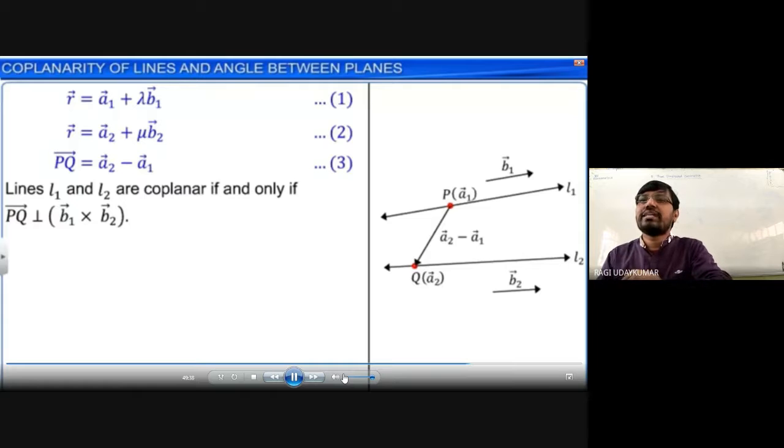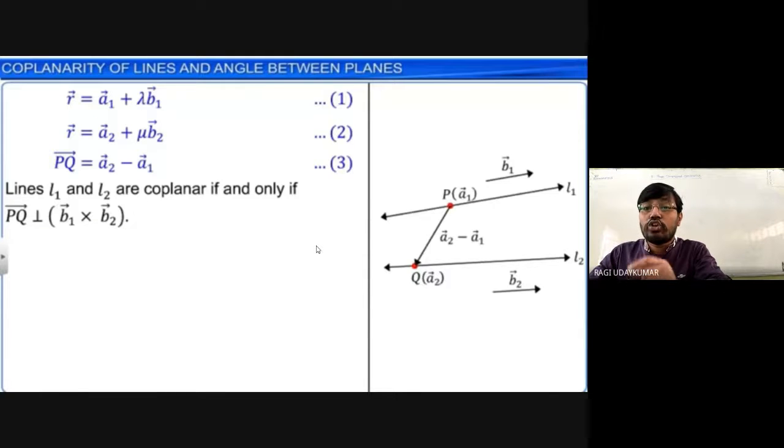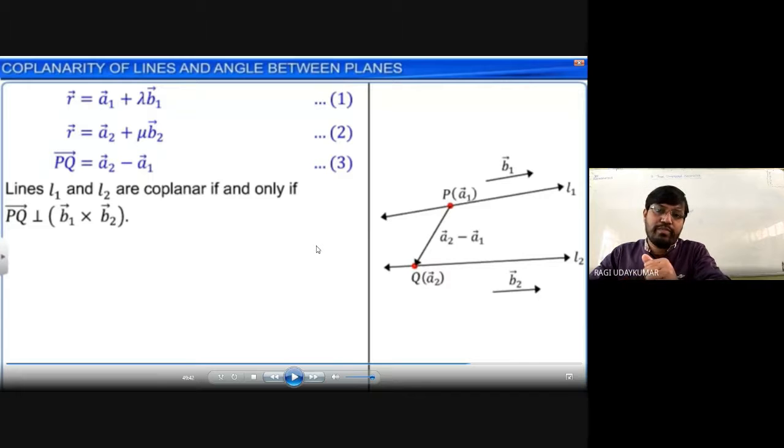What is B1 cross B2 here, please? What is B1 cross B2? Can you say? A vector which is perpendicular to both B1 and B2. So ये B1 B2 parallel है, दोनों को perpendicular वाला vector is taken into consideration. B1 B2 are not parallel. B1 is parallel to L1, B2 is parallel to L2 vector. So दोनों को perpendicular वाला line चाहिए.